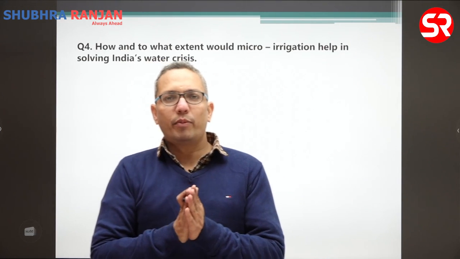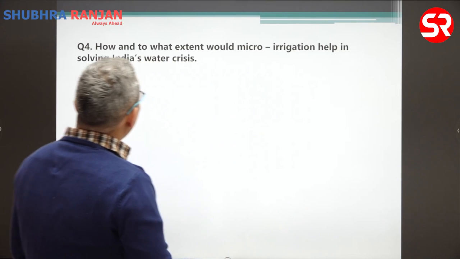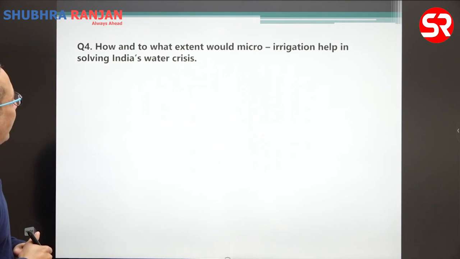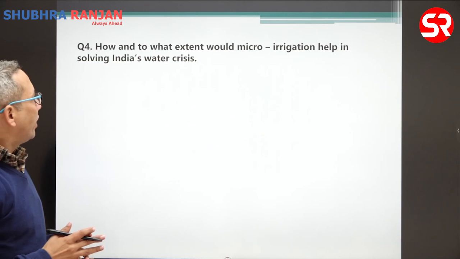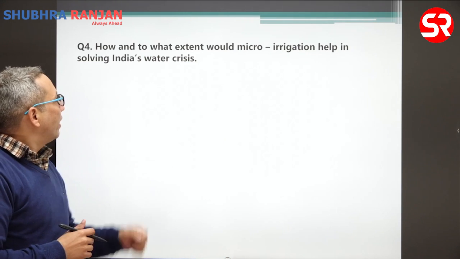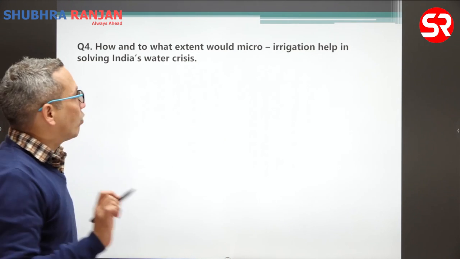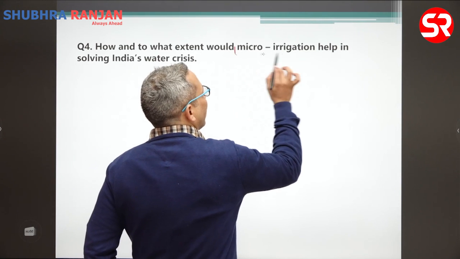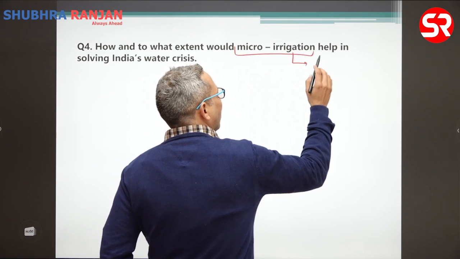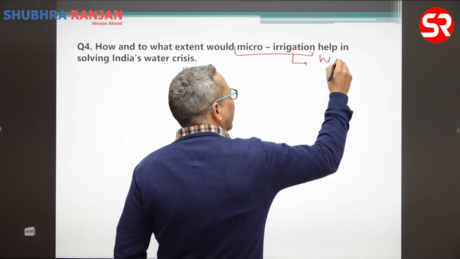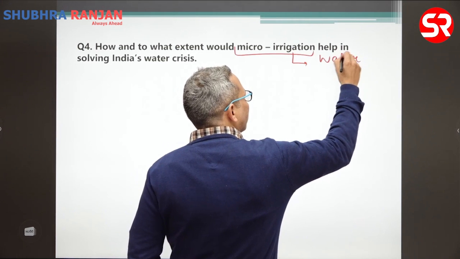The next question is again from the agriculture chapter. The question is: how and to what extent would micro irrigation help in solving India's water crisis? So basically we have to tell how micro irrigation can help India in overcoming its water crisis.